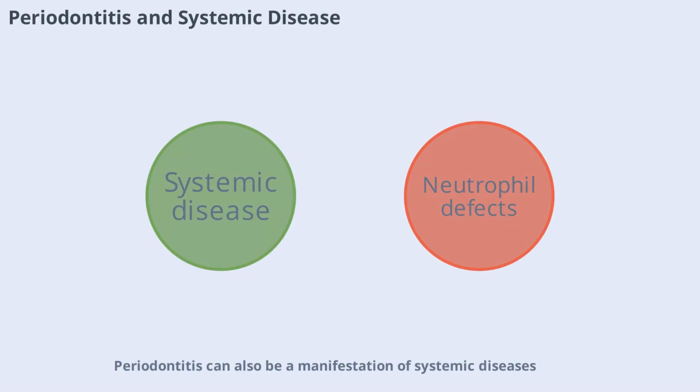Periodontitis can also be a manifestation of systemic diseases, especially those involving defects in neutrophil number or function. Severe periodontitis is often observed in patients with conditions like Papillon-Lefèvre syndrome, Chediak-Higashi syndrome, Down syndrome, hypophosphatasia, neutropenia, and Leukocyte Adhesion Deficiency. These systemic conditions compromise the body's ability to fight infection, leading to rapid and severe periodontal destruction.